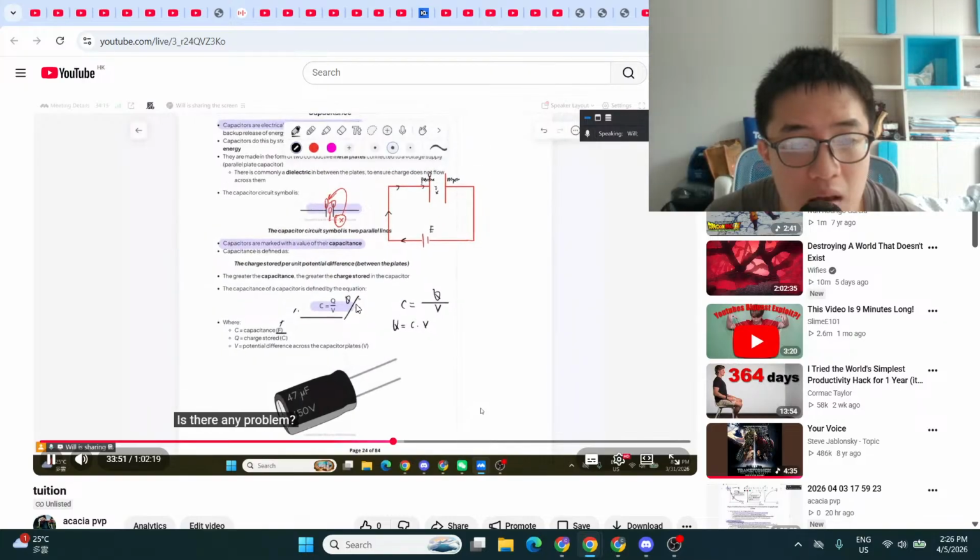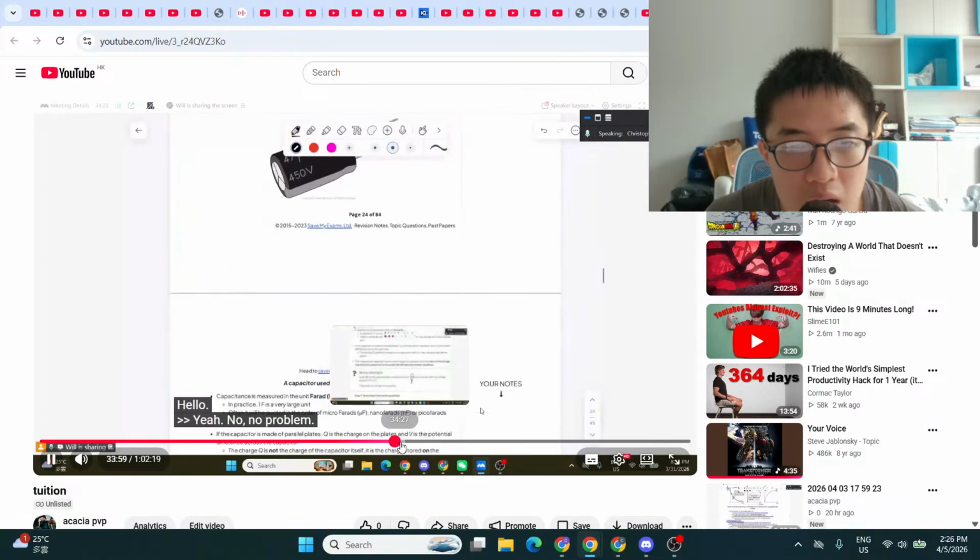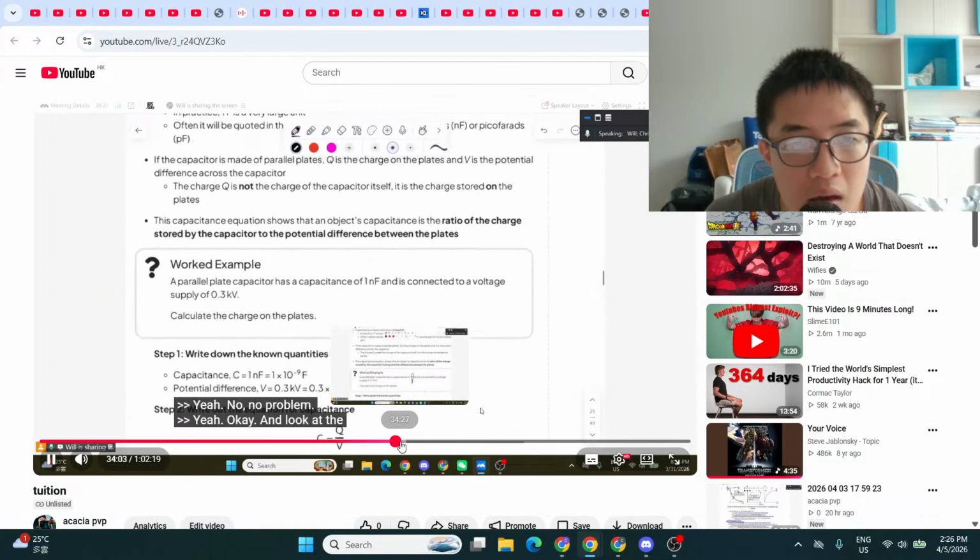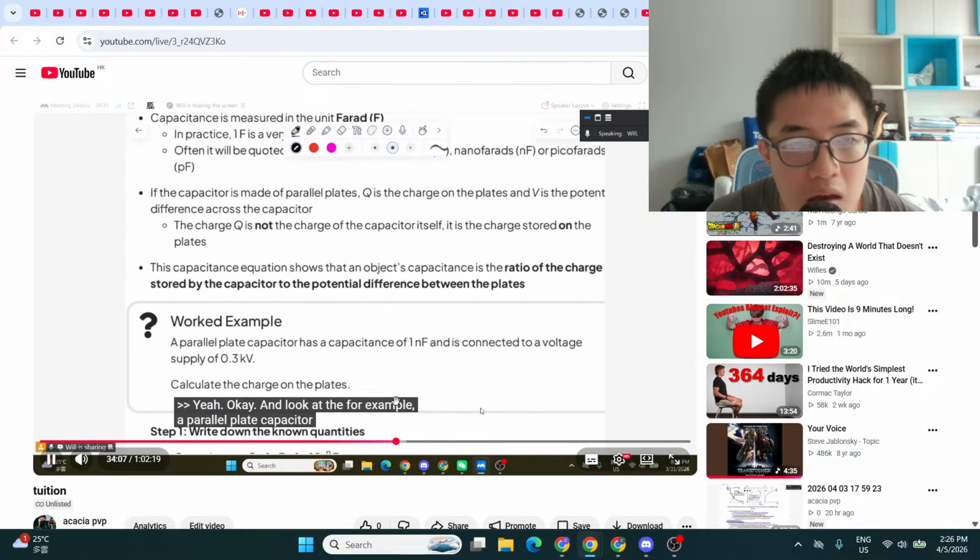Is there any problem? No. Okay, look at the example: a parallel plate capacitor has a capacitance of 1 nanofarad. How to convert nanofarad into farad?